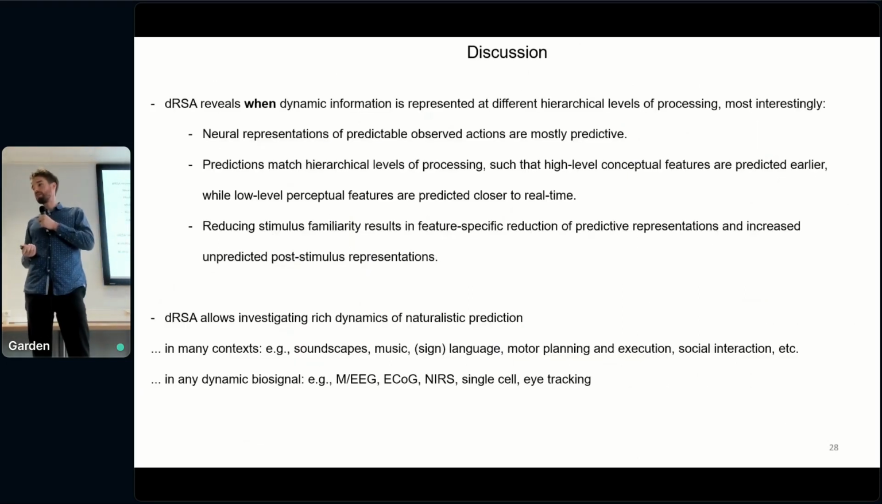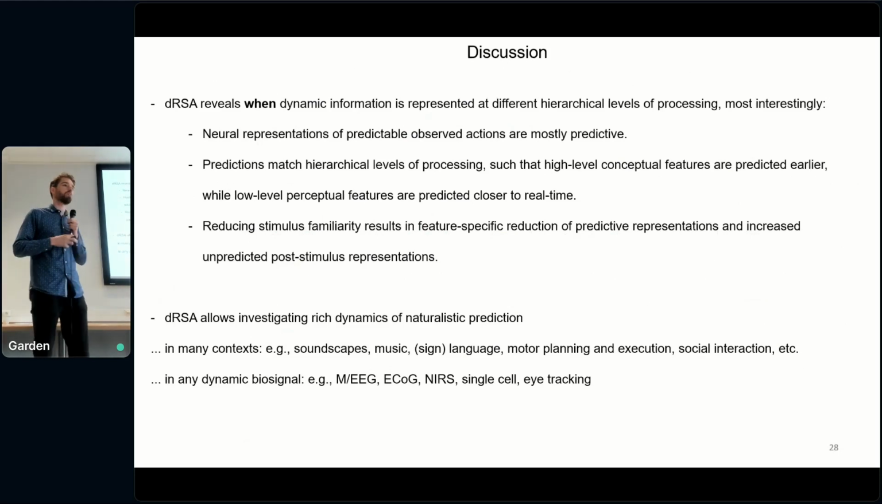All right, so then I'll just go to the discussion and then some future ideas that I'm working on. So with this new approach, we can see when our brain is representing different features of the stimulus. And in this case, we find that when the stimuli are highly predictable, then we find mainly these predictive representations, and in some cases not a lagged representation. And these predictions match this hierarchy, which is what you would expect. And then reducing the stimulus familiarity also reduces the predictive peak specifically for the features for which you reduce the familiarity. And it increases then the unpredicted information after the stimulus.